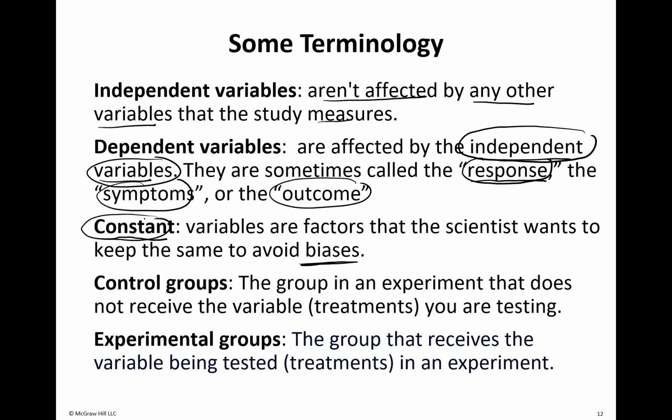And the next thing is the control group, which is the group in an experiment that does not receive the variables or treatment. And the second one, the experimental group, is the group that receives the variables being tested or treatment in the experiments.